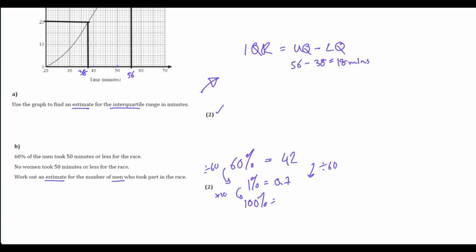To get from there, I need to times by 100. Whenever I do one side, I do it to the other. That's going to be 70. So the answer would be 70.